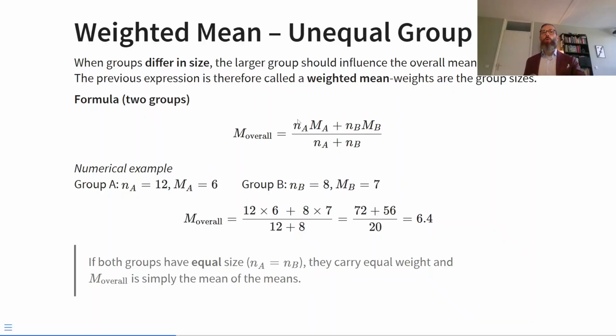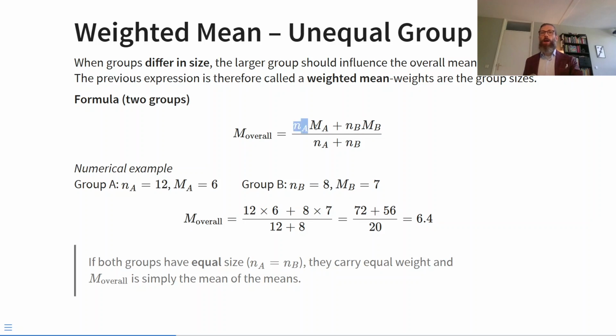So let's say we have 2 groups, and for both groups we've calculated a mean, m. So we have group A, for which we have mean sub A, and we have group B, for which we have mean sub B. To begin, we multiply both of these means with the sample size of their original groups. So we multiply the sample size of group A with the mean of group A, and the sample size of group B with the mean of group B. And then we divide the resulting sum by the total sample size of both groups, n sub A plus n sub B, and that gives us the overall mean.